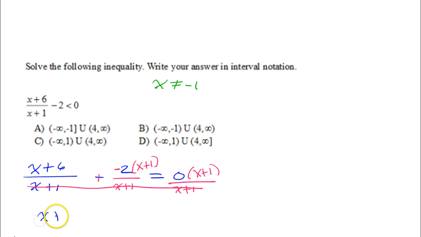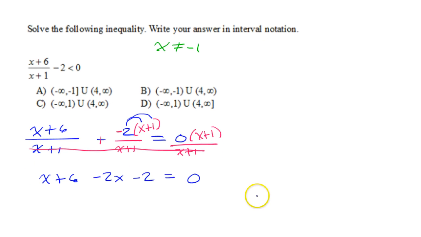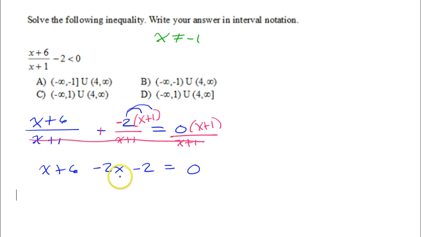So I have x plus 6. Now here comes that distributive property I was talking about. -2 times x is -2x. -2 times 1 is -2. Now 0 times anything is just 0. So combining like terms, the x and the -2x make -x. The 6 and the -2 make +4.